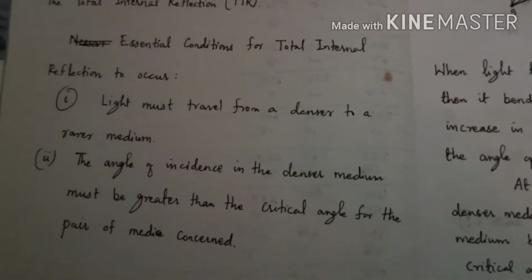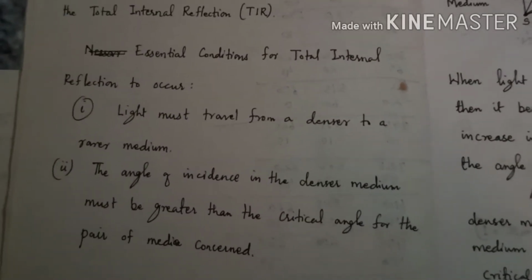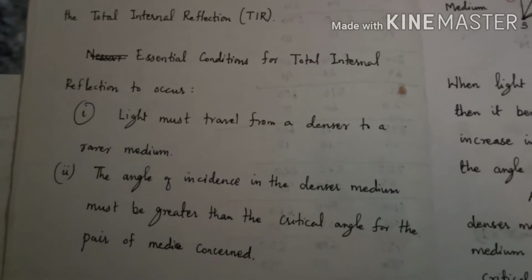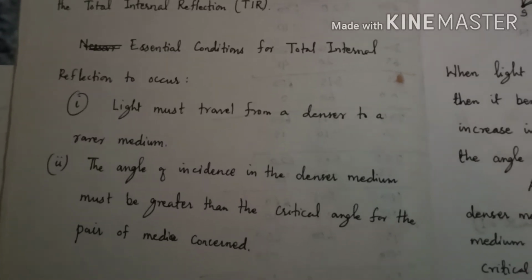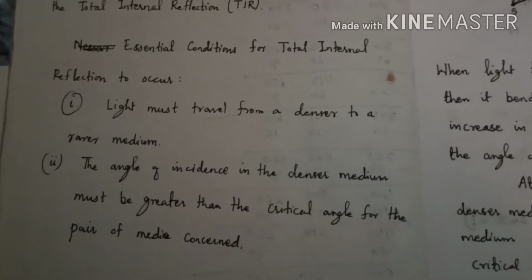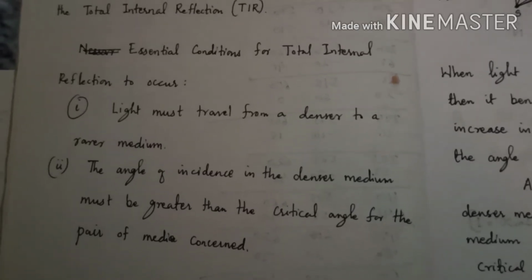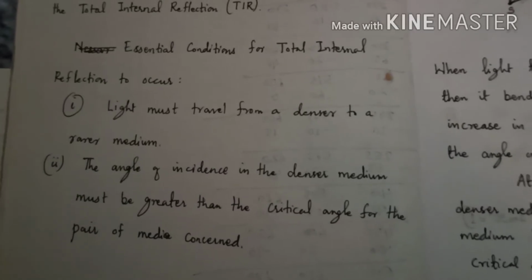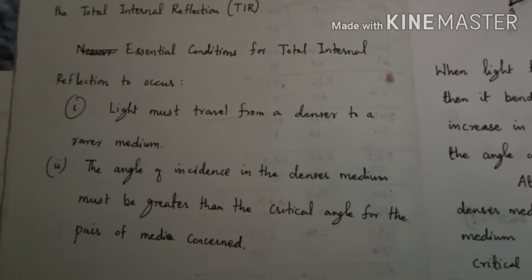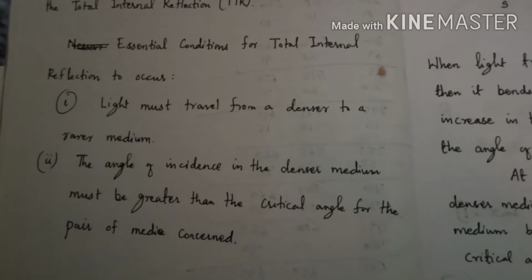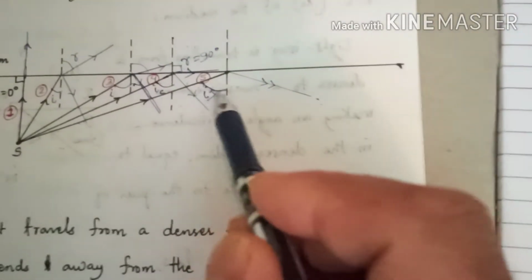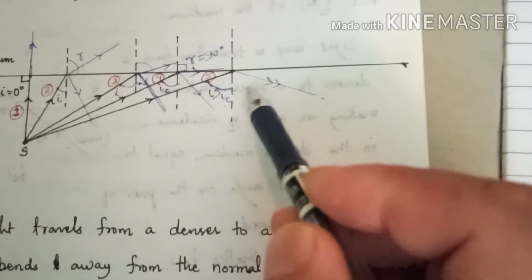Now there are certain conditions for total internal reflection to take place. Ordinarily, total internal reflection does not take place in all situations. Total internal reflection also follows the ordinary laws of reflection, meaning that in this case also the angle of incidence and the angle of reflection will be equal.